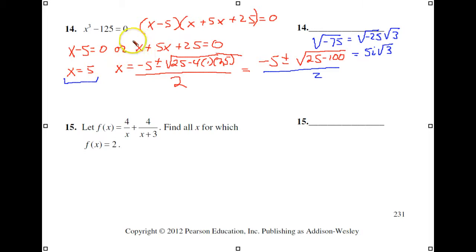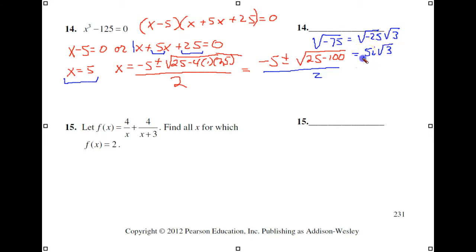But now here we have to put it into the quadratic formula. A is 1, b is 5, and c is 25. So our b is a negative b, which is negative 5. 5 squared is 25 minus 4ac. That gives you a negative 100. So that will give us under the radical a negative 25, which I can factor into these two parts, a negative 25 and a square root of 3.